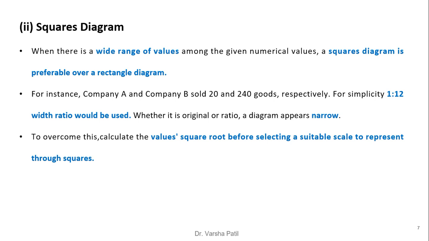Square diagram. When there is a wide range of values among the given numerical values, a square diagram is preferable over a rectangle diagram. For instance, company A and company B sold 20 and 240 goods respectively. So here the figure changed drastically from 20 to 240. For simplicity, even if we take the 1:12 ratio, that can also be used, but even if we use the original ratio, the diagram appears narrow. To overcome this, we calculate the square root of the value before selecting a suitable scale to represent through squares.